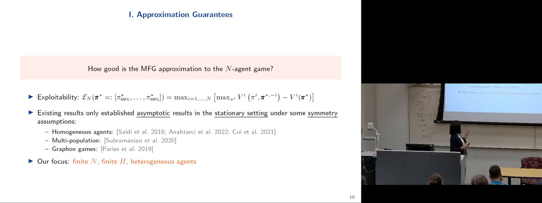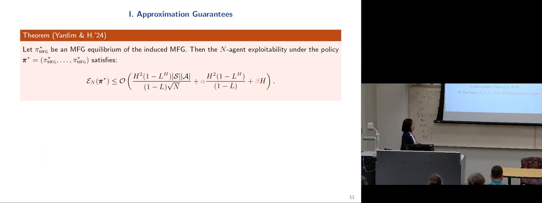Our focus here is to consider the case when the number of agents n is finite, the horizon h is also finite, and we're going to deal with heterogeneous agents as well. So let me show you one of our key results here on the approximation guarantees.